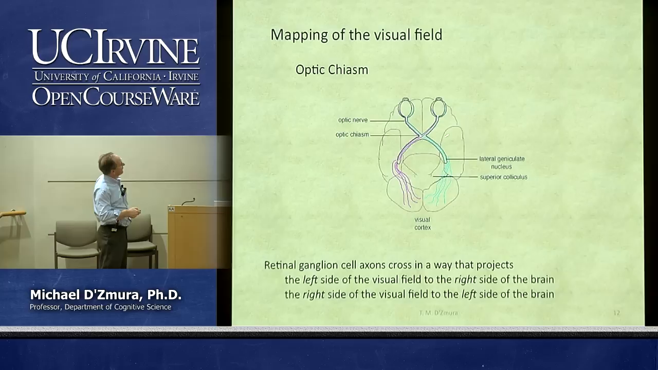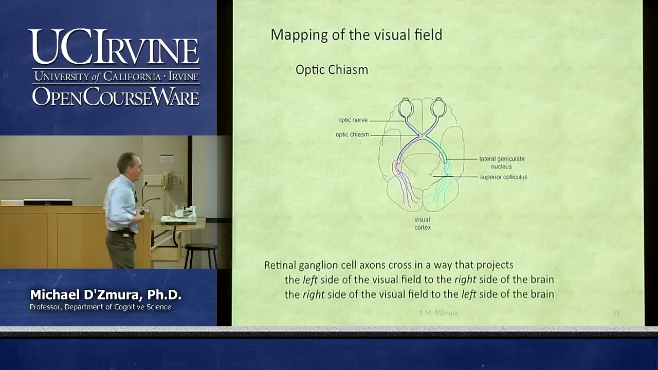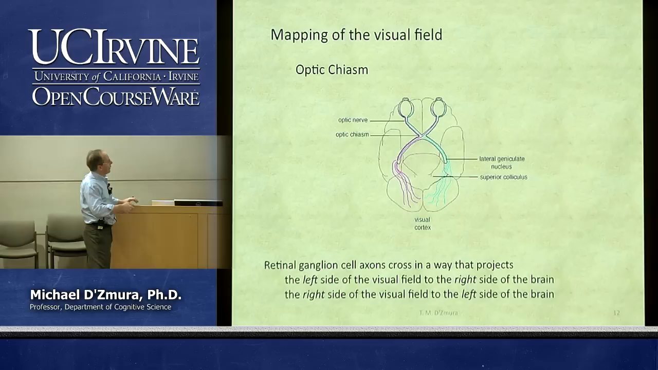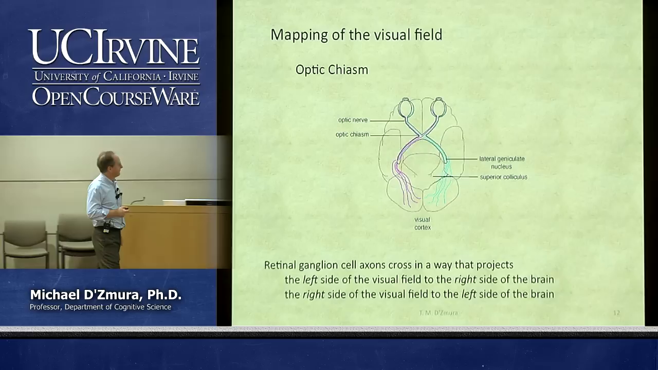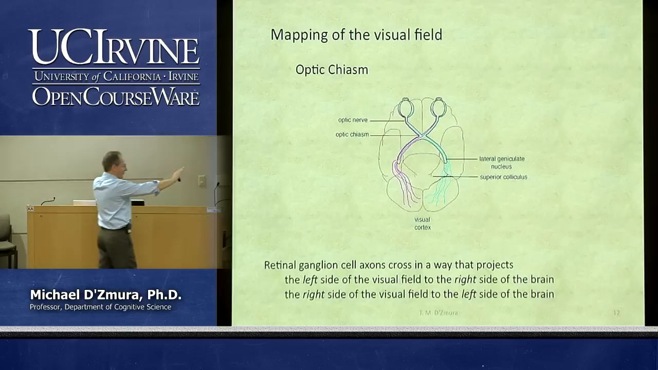Where do they go? Well, we've seen this last time. We know that the retinal ganglion cells project via the optic nerve to the lateral geniculate nuclei on either side of the brain, and the retinal ganglion cell axons cross in a way that makes certain that the left side of the visual field ends up in the right side of the brain, and vice versa. Neurons in the lateral geniculate nucleus project in turn to several areas, including notably primary visual cortex, area V1, on the same side of the head. So again, we have a contralateral organization here. One side of the visual field is processed by neurons on the other side of the brain.